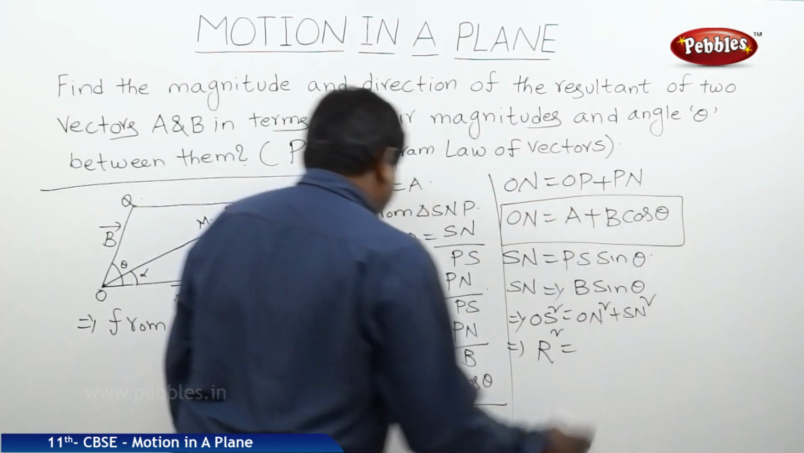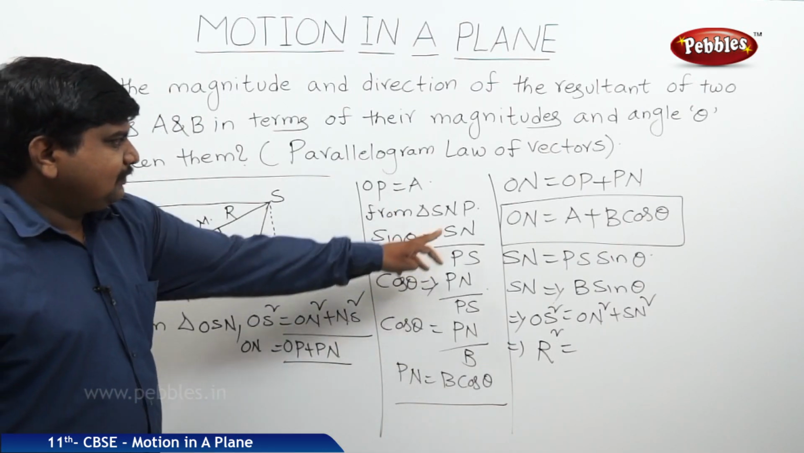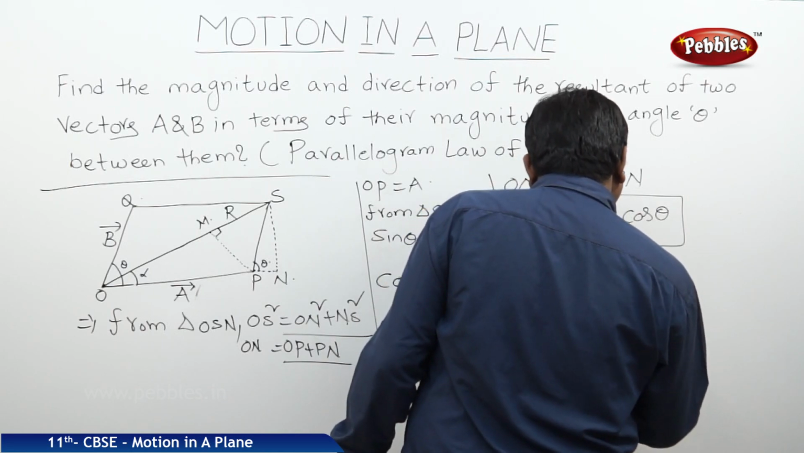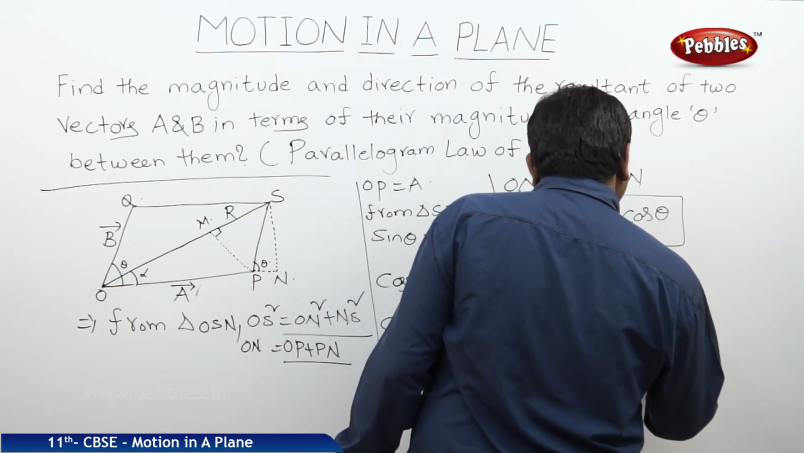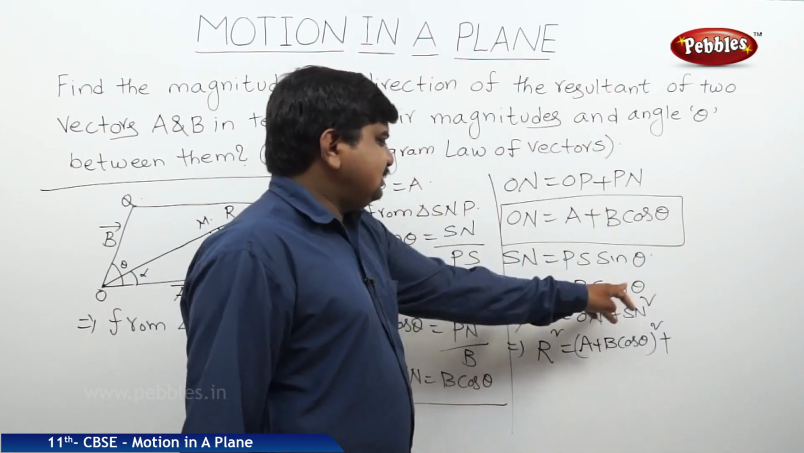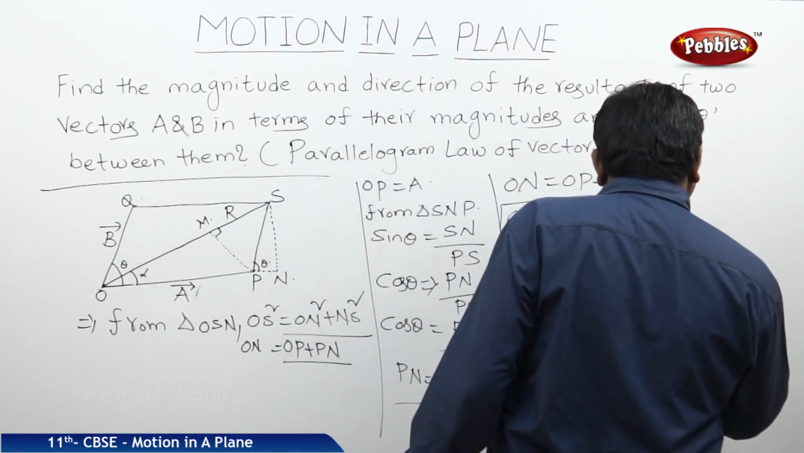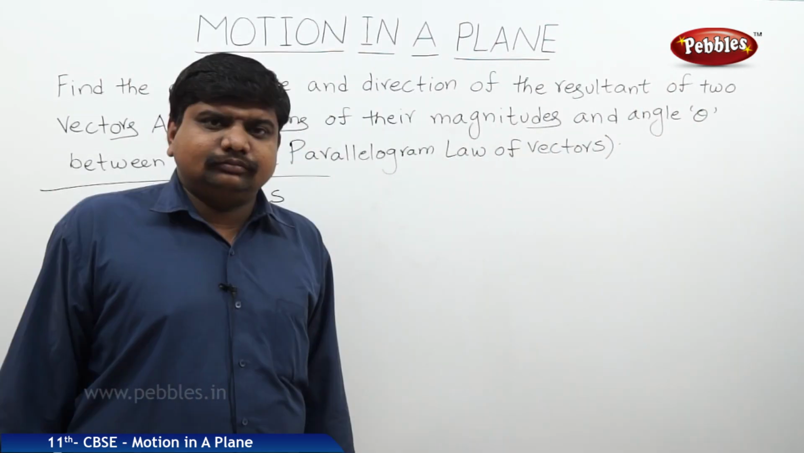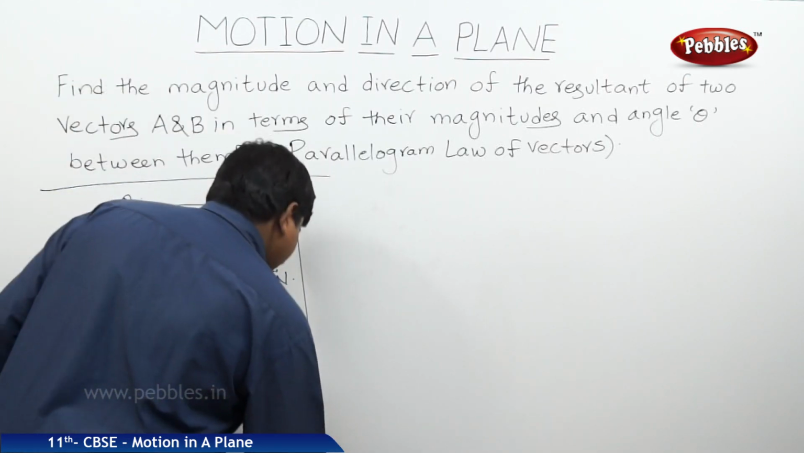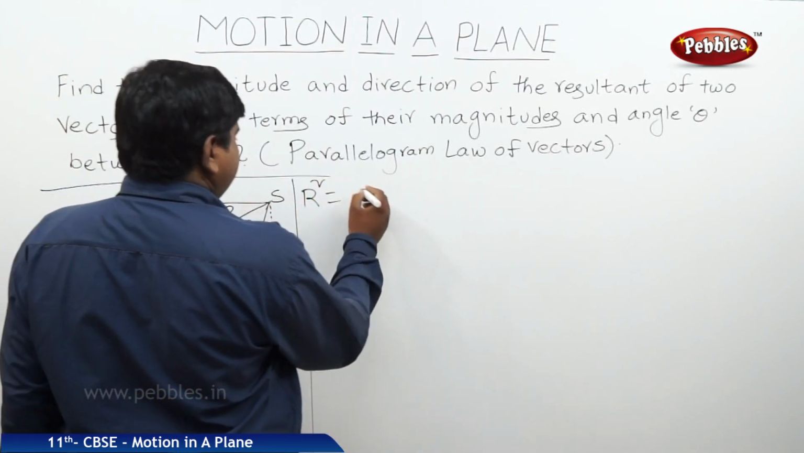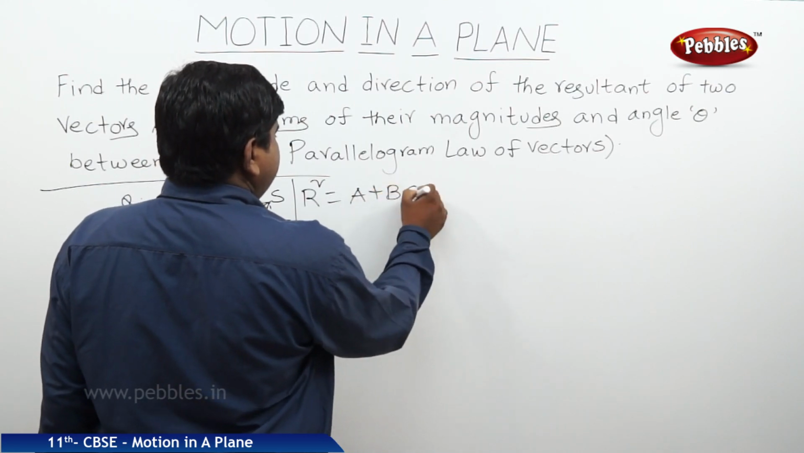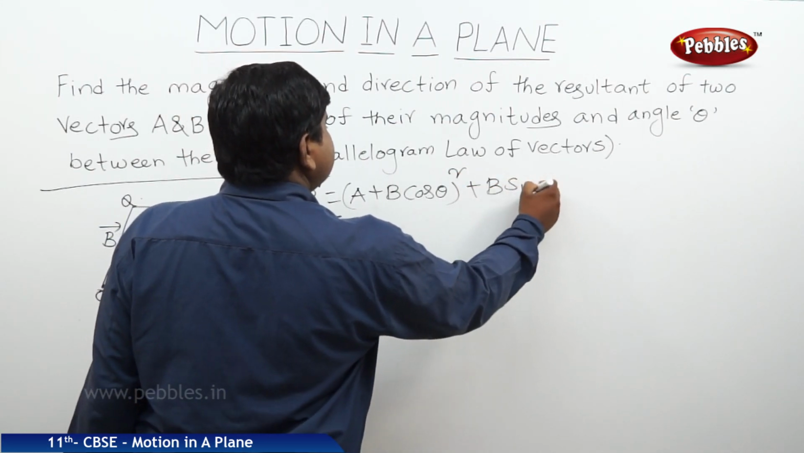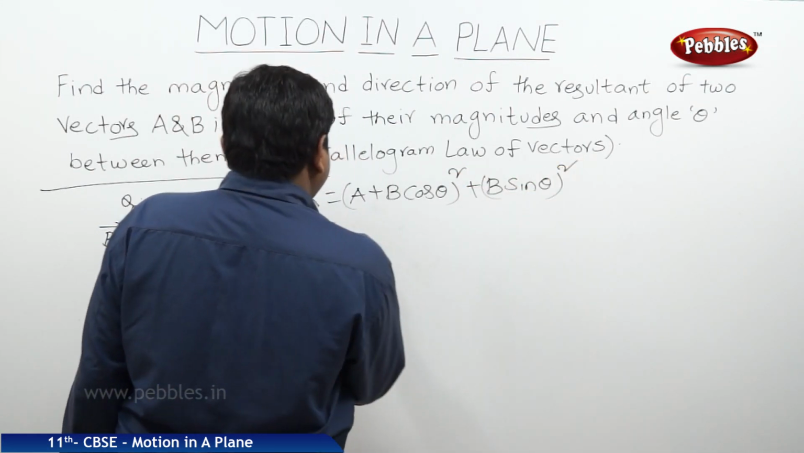R square is equal to, what is ON? OP plus PN. Therefore, OP plus PN is equal to (A plus B cos theta) whole square. SN is equal to B sin theta. SN square is equal to (B sin theta) whole square. So, therefore, R square is equal to (A plus B cos theta) whole square plus (B sin theta) whole square.